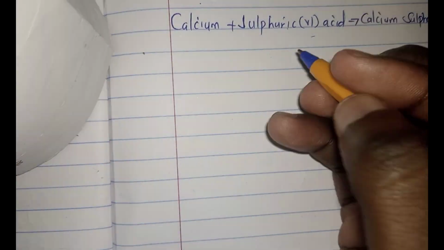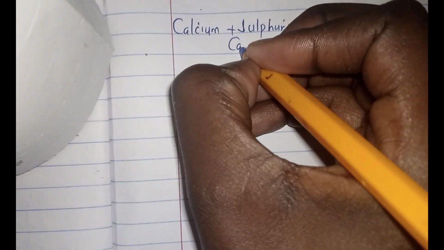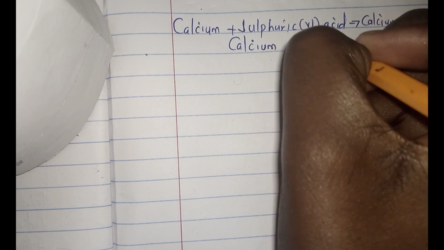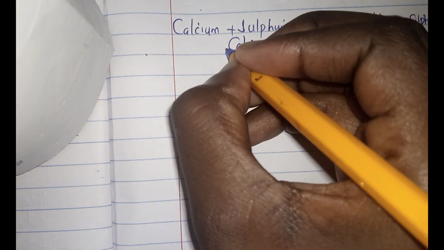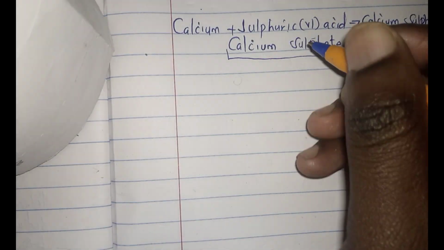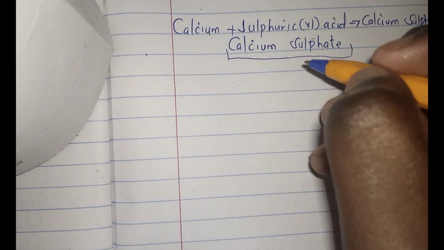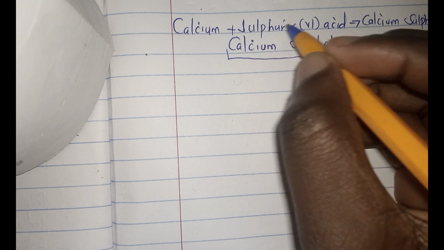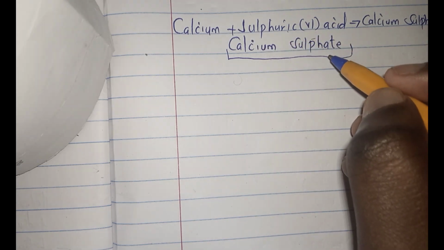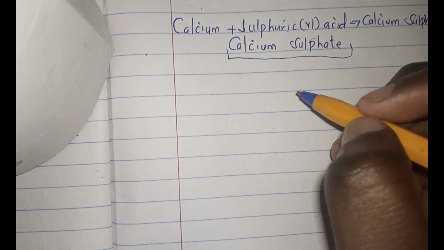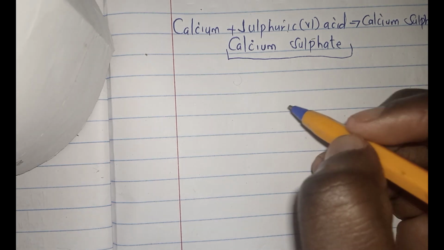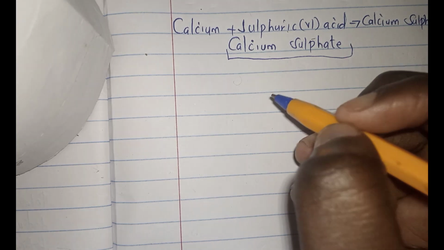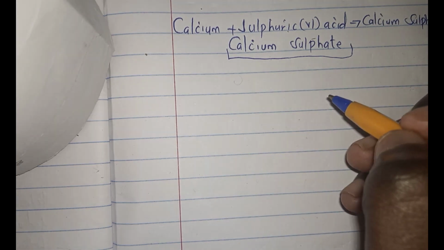So this calcium sulfate is now the salt formed. It is an insoluble substance. It is insoluble in nature. So the insoluble salt that is formed when reacting calcium plus sulfuric acid, the calcium sulfate that has been formed, coats the metal and prevents further reaction. That now makes the reaction so slow and it eventually stops.